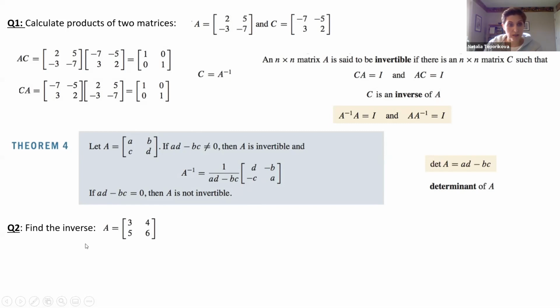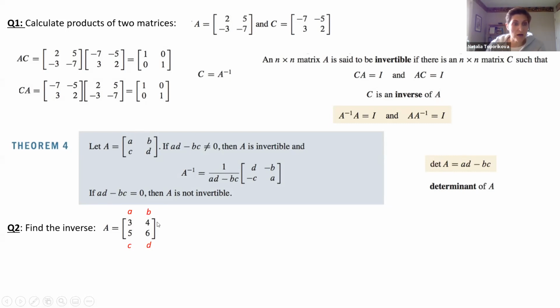So let's take the matrix A here, and find an inverse matrix, if it exists, using the determinant formula. Just to keep everything in order, let's label our numerical values according to the notation above. Our 3, element 1,1, will be A. Our B, or element 1,2, will be 4. Our C, or element 2,1, will be 5. And our D, which is element 2,2, will be 6.